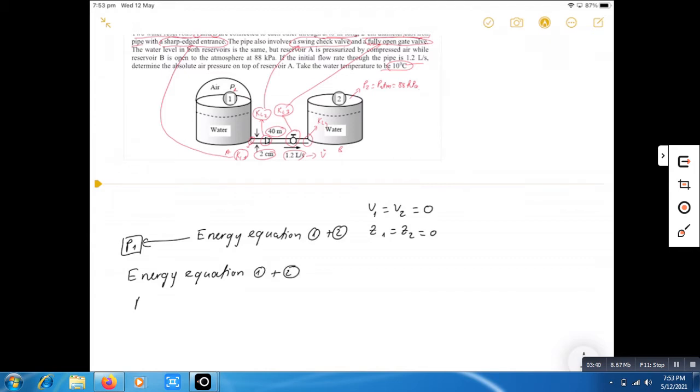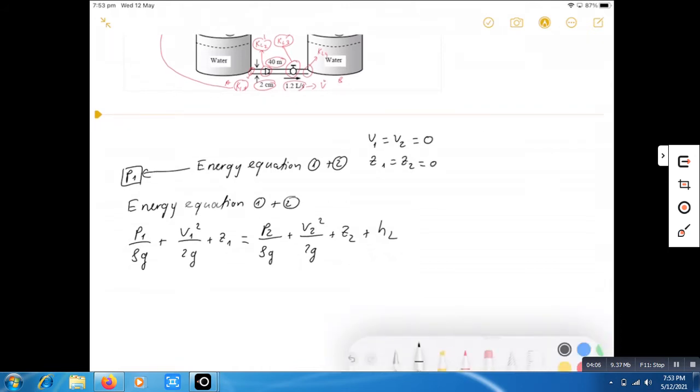On the left hand side, point 1: P1 over rho g, plus V1 squared over 2g, plus Z1, no pump. On the right hand side: P2 over rho g, plus V2 squared over 2g, plus Z2, plus the energy loss, sigma hL. Because Z1 equals Z2, we can cancel these out. V1 equals V2 equals 0 on the water surface.